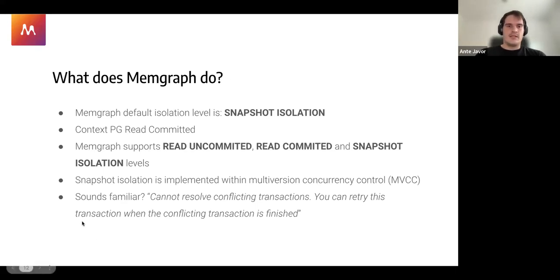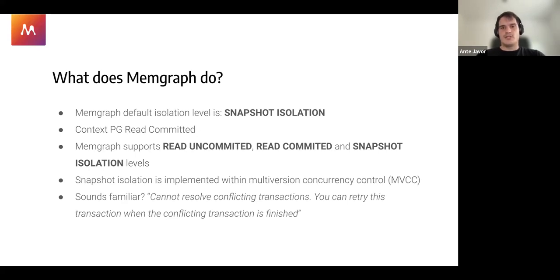As I mentioned previously, Postgres is read committed, and as you've seen today, it's not bulletproof, but it has some good protections there. They have a slightly better read committed than usual. And we also support read uncommitted and read committed on top of snapshot isolation.